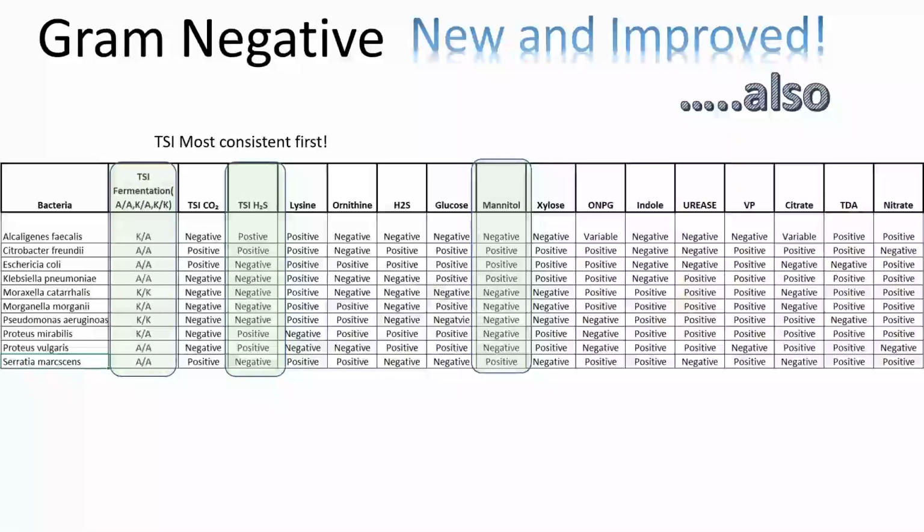So the other two are these guys, Pseudomonas and Moraxella catarrhalis, that are K/K, and they very consistently do that, so they're all red. And we're going to talk about how to differentiate those.